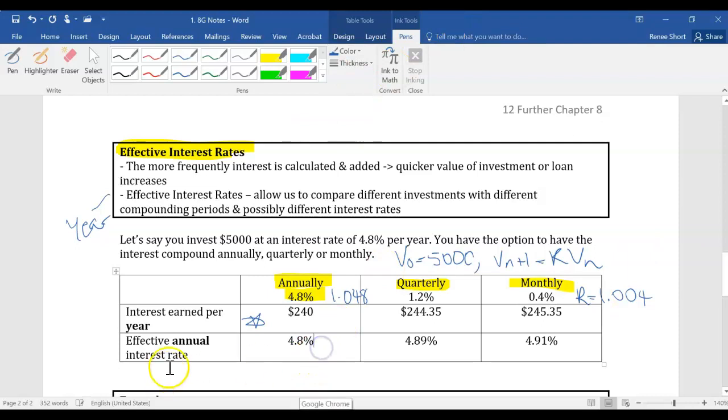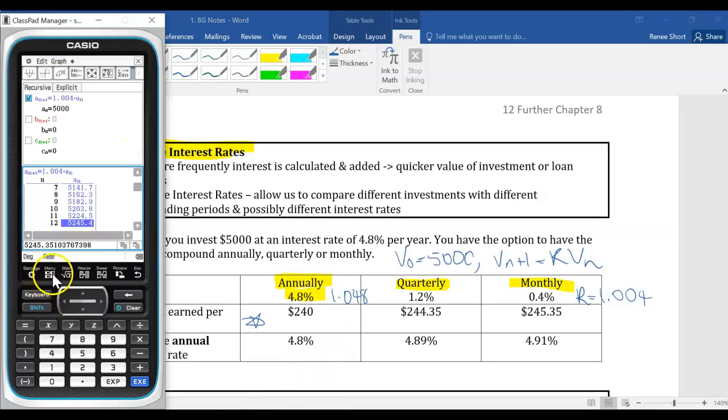Now, the effective annual interest rate is us calculating that amount of interest as a percentage of how much money we started with originally. So if we look at how much interest is earned in that 1 year, and if I divide it by what the original amount is, I'm going to get what that effective interest rate is. So for the annual rate, it's still 4.8% because it's already just 1 year.